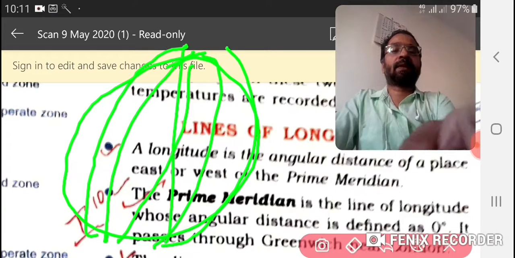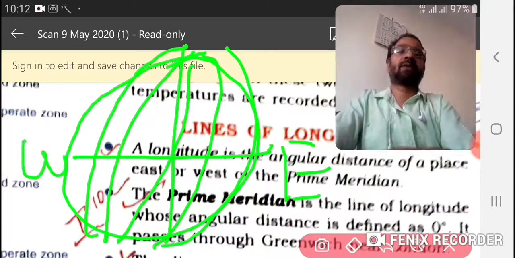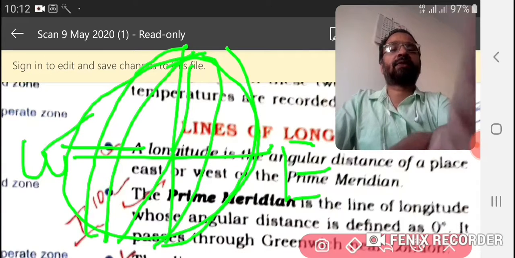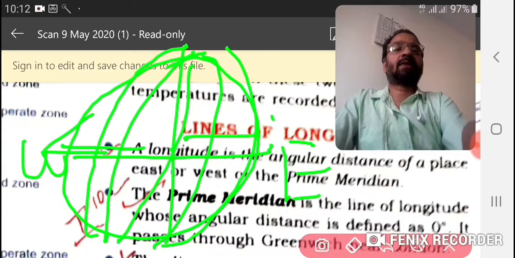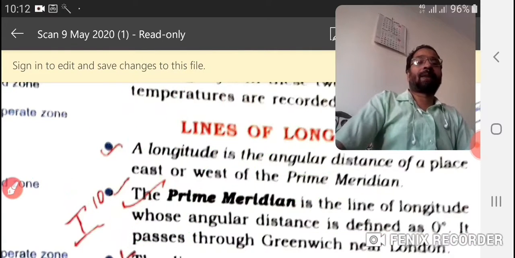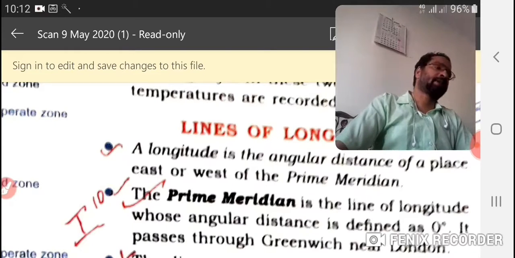Suppose we take this as the east direction and this as the west direction. From the center we calculate to the west and again to the east. Now, the prime meridian. The prime meridian is the line of longitude whose angular distance is defined as 0 degrees. It passes through Greenwich near London.